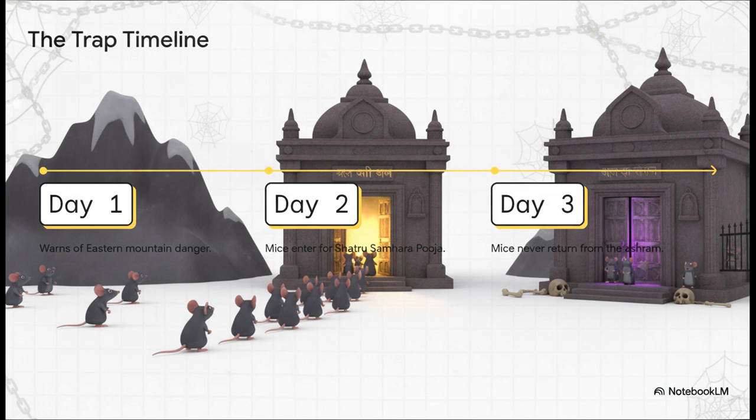The mice never return. The dramatic visual irony here is incredibly thick. As viewers, we know exactly what horrific fate is waiting those mice behind closed doors, even if the other mice don't quite get it yet.